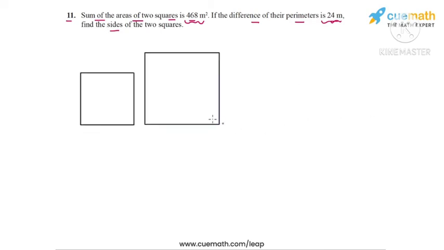So let's draw a simple visual to help us represent this situation. So suppose that these are the two squares which are being talked about in the problem statement, and let's say that this smaller square has a side length of x meters. Then the smaller square will have a perimeter of 4x meters, because the perimeter of a square is simply the sum of the four sides and all four sides are equal. So the perimeter of the smaller square will be 4x meters, which means that the perimeter of the larger square will be 24 meters more than this.